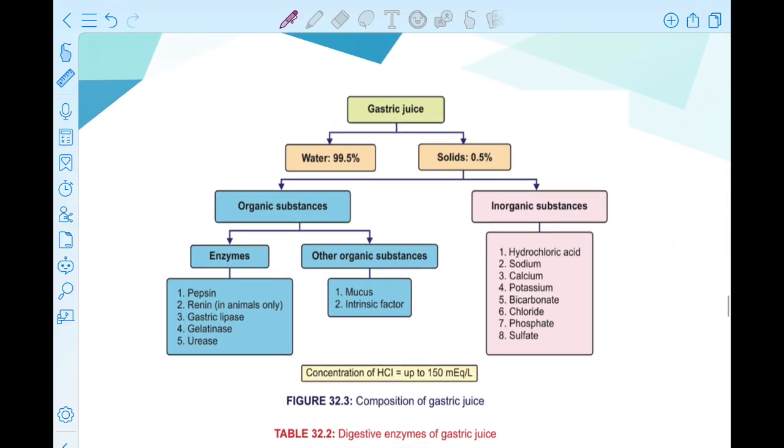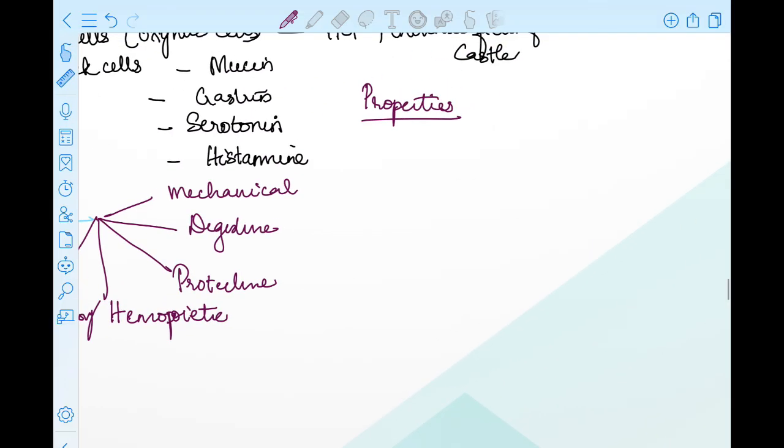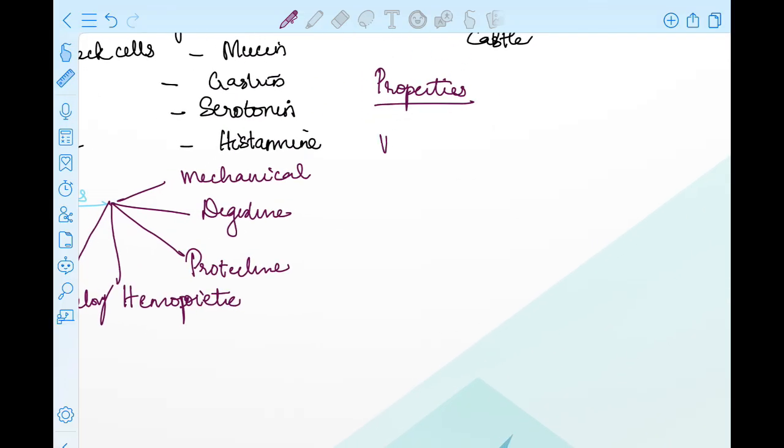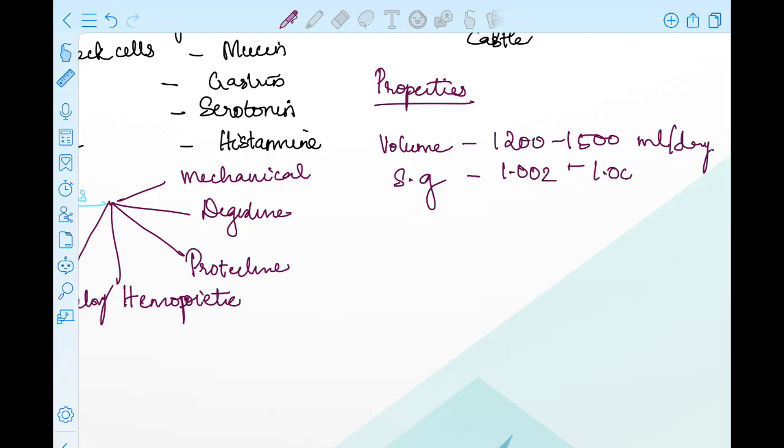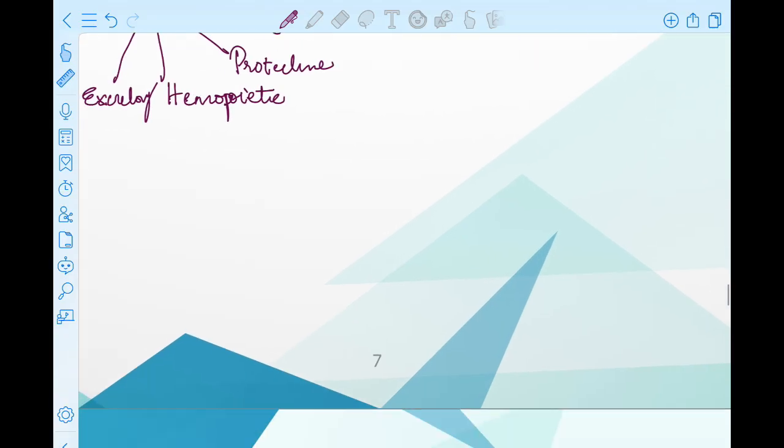Okay. So this is the composition of gastric juice. We'll have a quick discussion on the properties first. The volume of gastric juice is around 1200 to 1500 milliliters per day. It has a specific gravity of 1.002 to 1.004. The pH is highly acidic. Why? Because of the hydrochloric acid. So it is around 0.9 to 1.2. And the composition is discussed here.